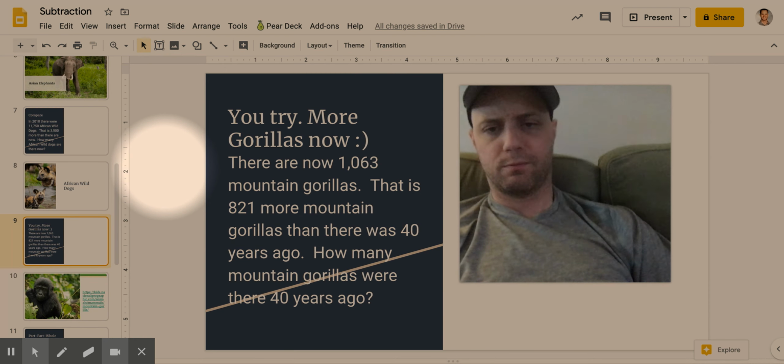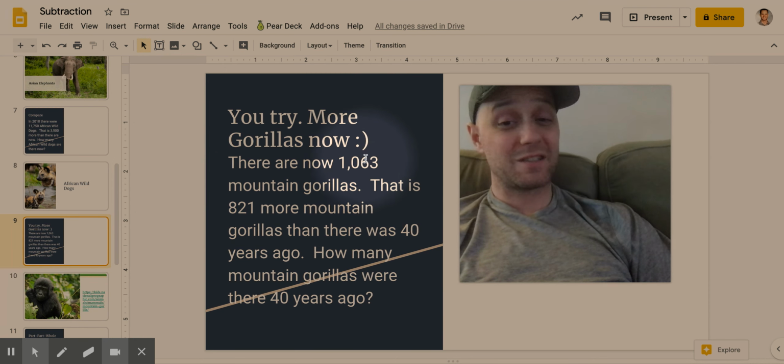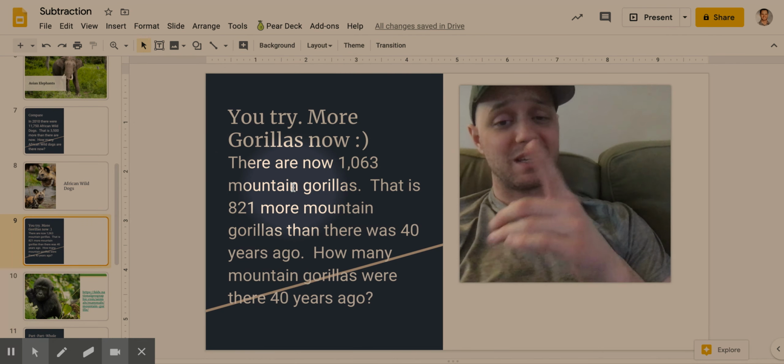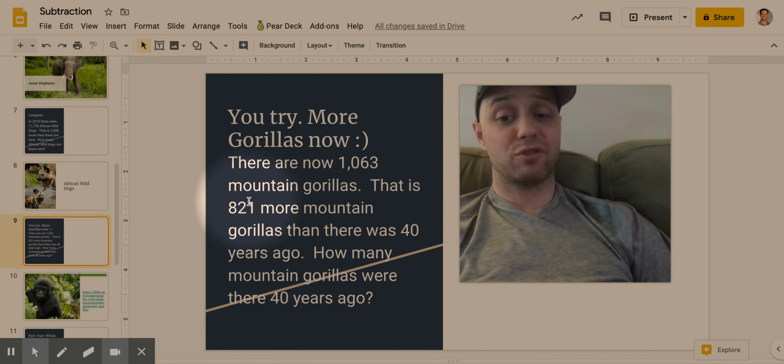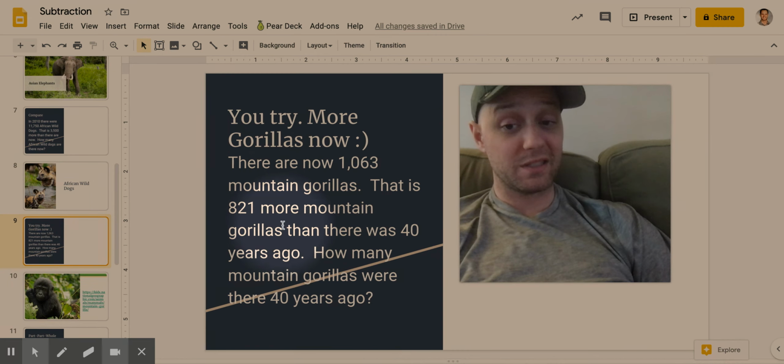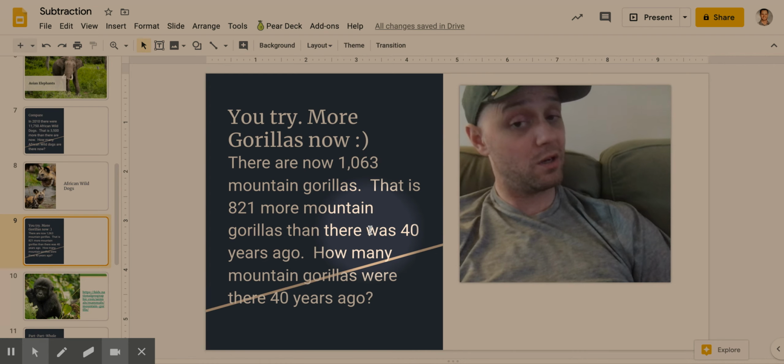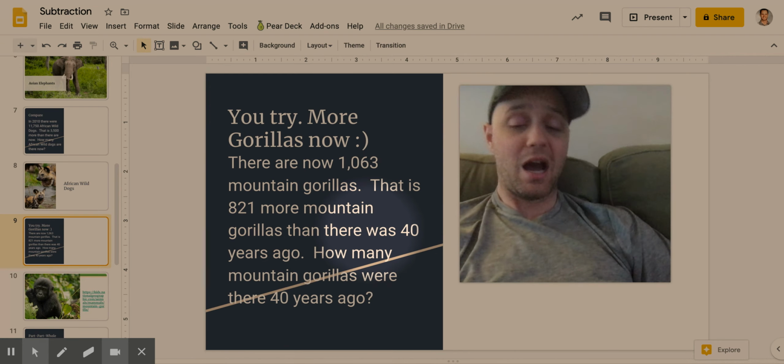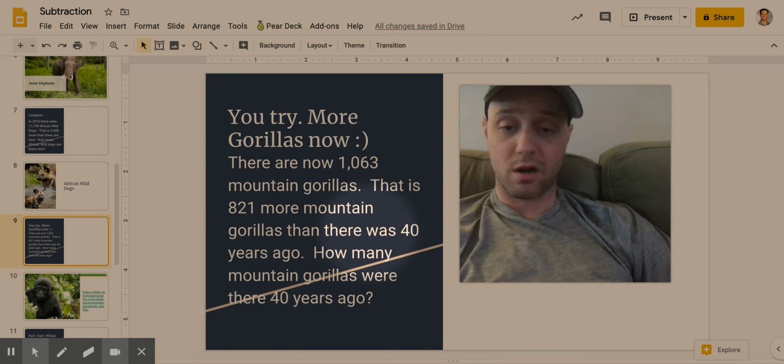gorillas. There are now 1,063 mountain gorillas. That's an exact number. That is 821 more mountain gorillas than there was 40 years ago. So we're getting more. How many mountain gorillas were there 40 years ago?